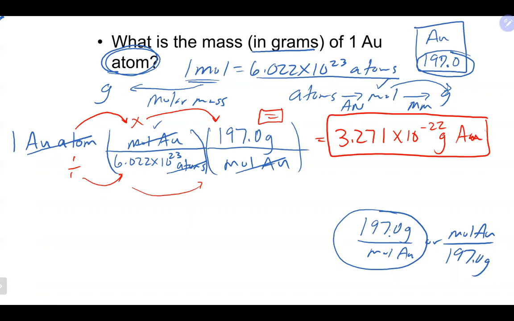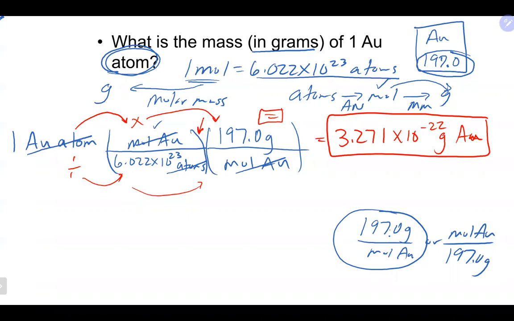Is that a large number or a small number? It's a really small number. It's like 22 places to the left with a bunch of zeros, right? So we're talking about the mass of just 1 gold atom. You obviously could have got a number after the first step if you wanted to, and then continued on with the calculation. That's perfectly fine, obviously, as well.